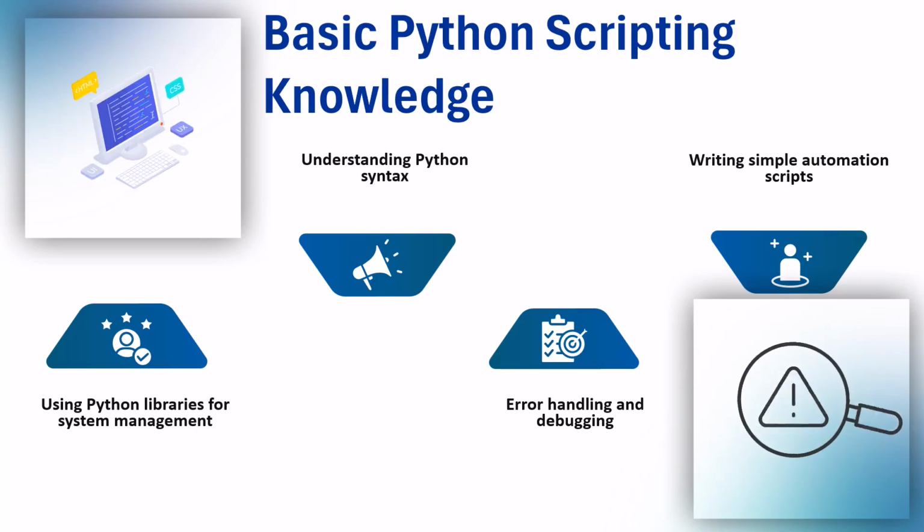Python and Ansible go together like peanut butter and jelly. First, understanding Python syntax is crucial. It's one of the friendliest programming languages out there. Writing automation scripts lets you customize processes beyond Ansible's built-in features. Python libraries expand your toolbox for system management tasks. And last but not least, debugging, because code always finds a way to misbehave when you least expect it.